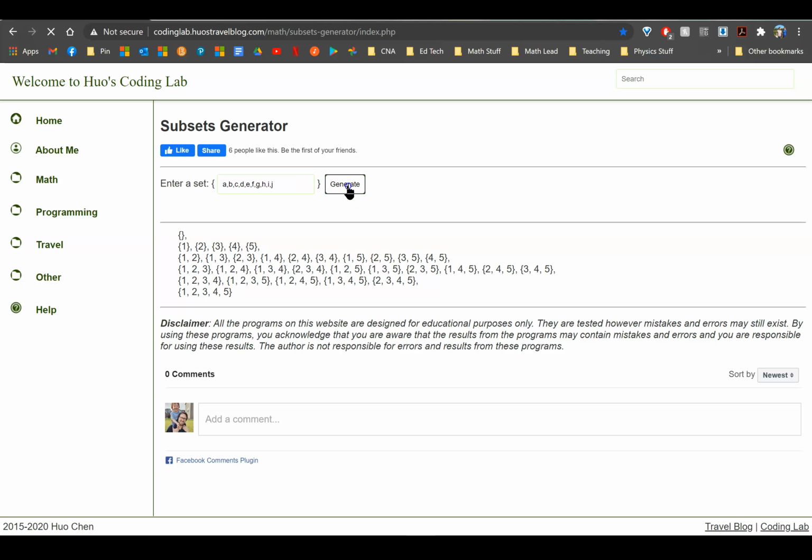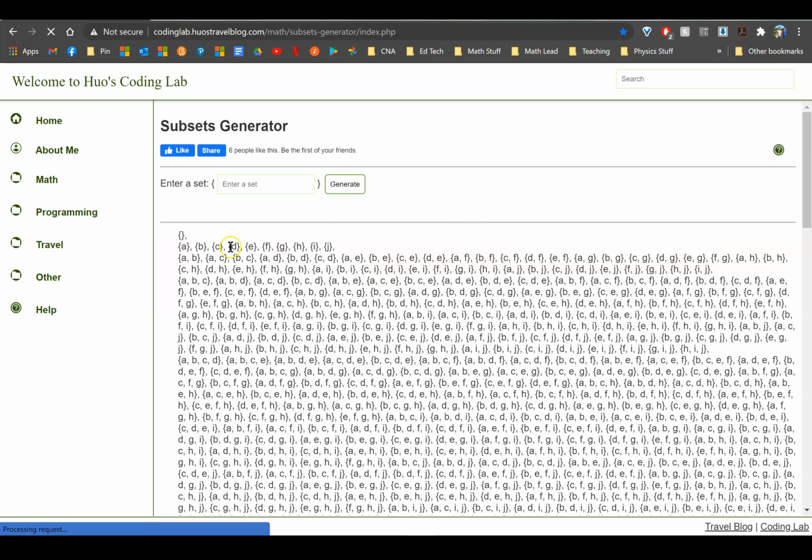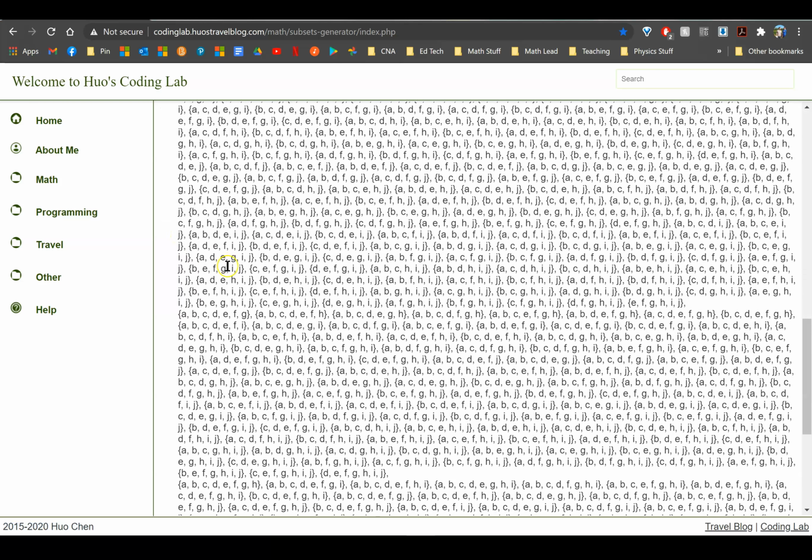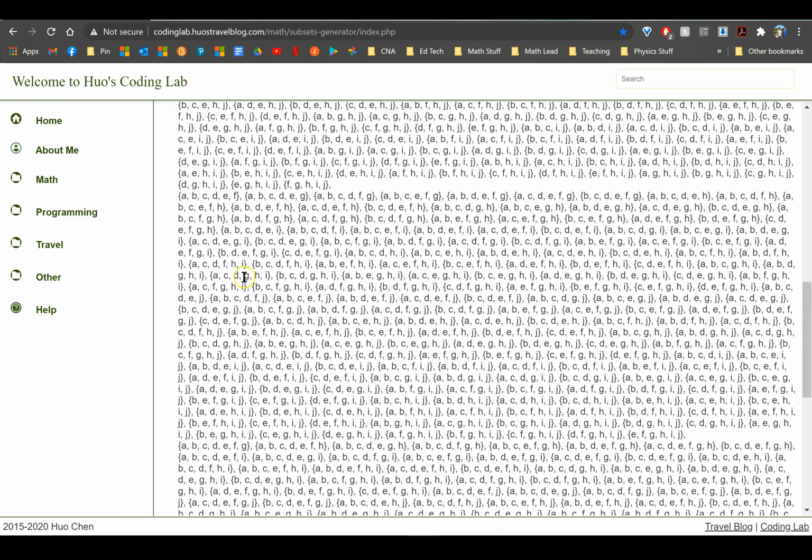Let me click generate. I'm going to get 1,024 subsets right now. So give it a minute. It's going to take some time to process. It's doing all the combinations. Oh, there we go. So let's start at the beginning. You want to read this? You want to read these out?